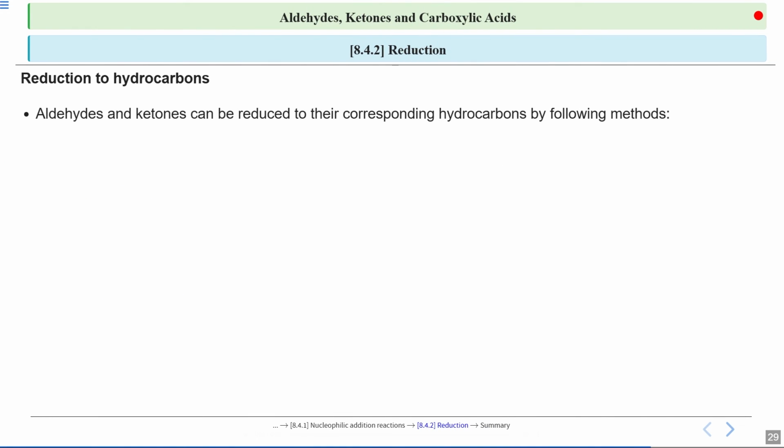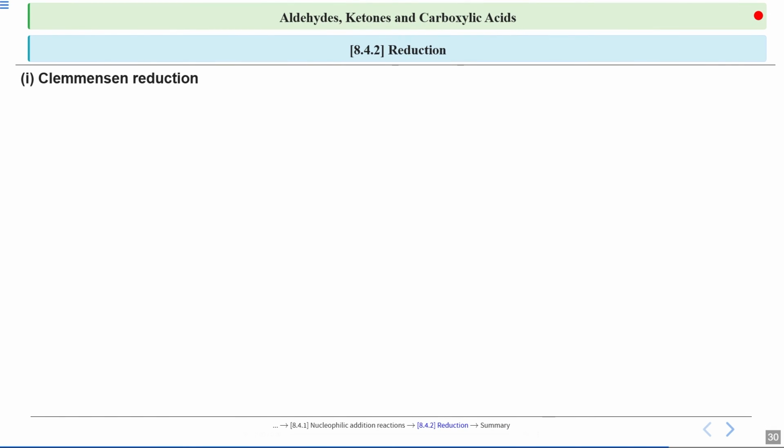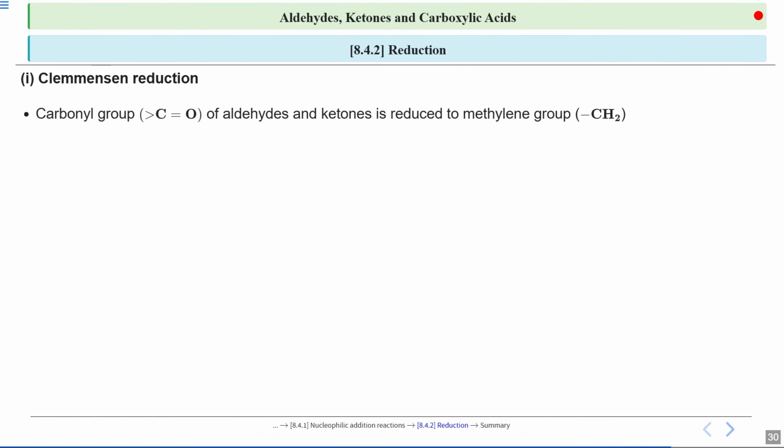Now, aldehydes and ketones can be reduced to their corresponding hydrocarbons by the following methods. The first method is Clemmensen reduction, and the second method is Wolff-Kishner reduction. One by one we will see what these are. First, we will talk about Clemmensen reduction. Clemmensen reduction is a process where the carbonyl group is converted into a methylene group, where a carbon atom is bonded to two hydrogens.